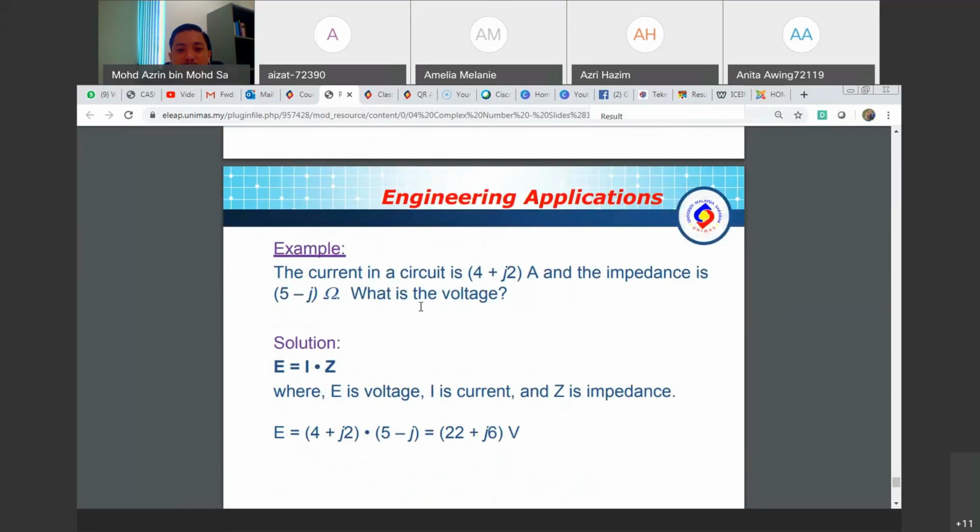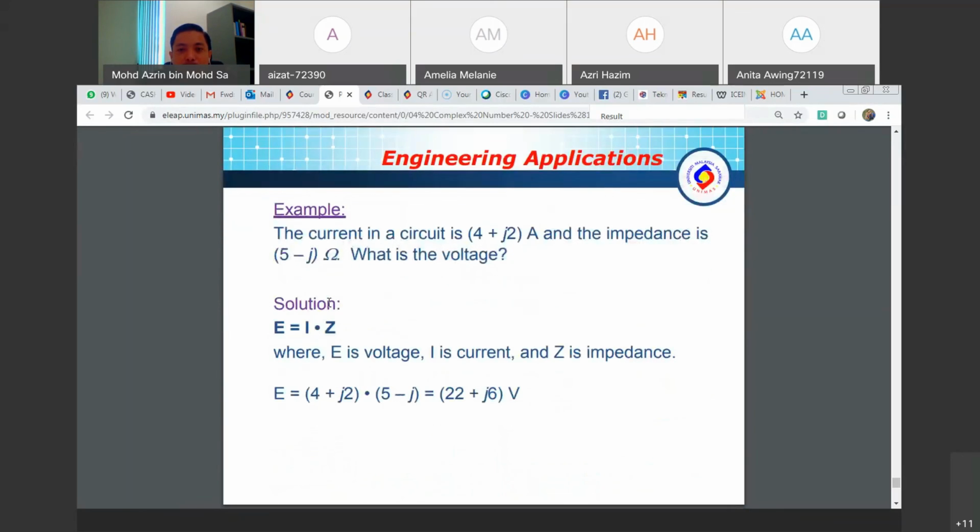Ni example ni is more on electronic part. You ada ohm kat sini ampere dengan ohm. So boleh tengok last example here. The current in the circuit is 4 plus j2. Okay. Apa beza dia? Kita guna i kan. Sini letak j kan. So ni is real number, this one is imaginary part. 4 plus j2 ampere and the impedance is 5 minus j ohm. So what is the voltage?